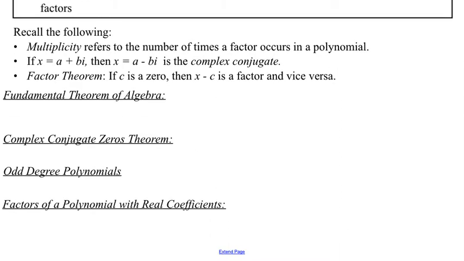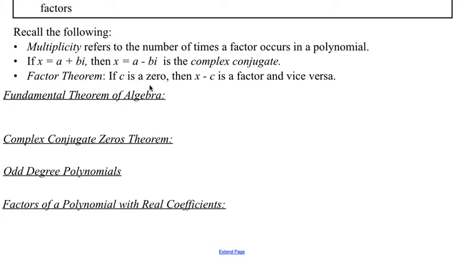So a couple of things to recall. Multiplicity refers to the number of times that a factor occurs in a polynomial. We've been dealing with that and how that affects the graph of our polynomial. Another property that you should be aware of from our prerequisite chapter, if we have a factor a plus bi, then a minus bi is called its complex conjugate, and that will relate to our complex conjugate zeros theorem.